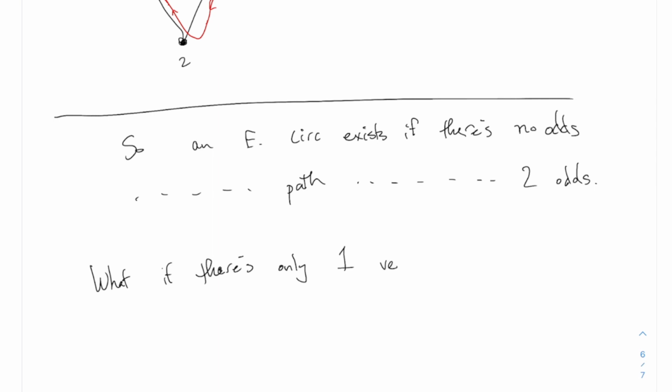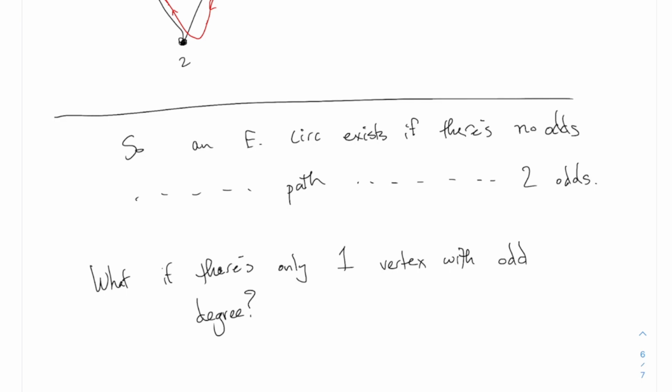What if there's only one vertex with odd degree? Sorry, I said even. What if there's only one vertex with odd degree? What happens in that case? If there's 0 odds, there is an Euler circuit. If there's 2 odds, there's an Euler path. What if there's only one odd degree vertex?